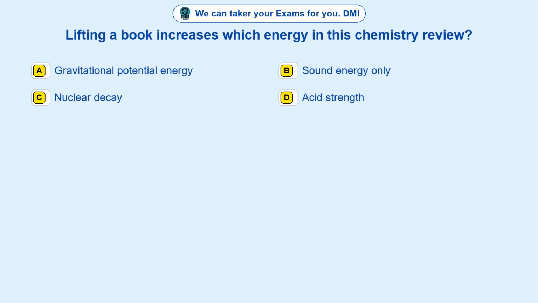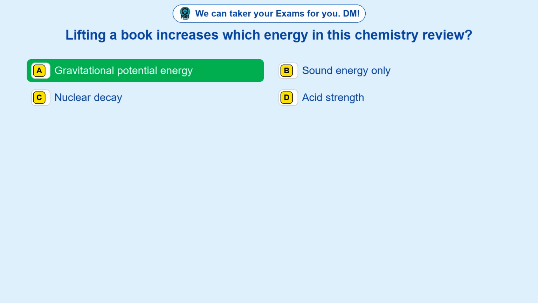Question 61. Lifting a book increases which energy in this chemistry review? Option A, gravitational potential energy. Option B, sound energy only. Option C, nuclear decay. Option D, acid strength. The correct answer is option A, gravitational potential energy.